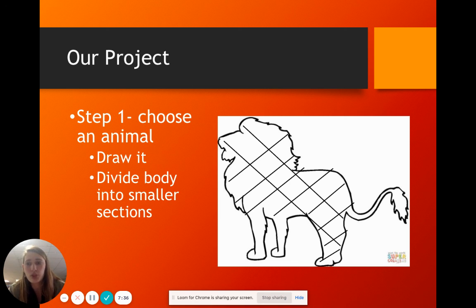So hang on to them. Don't lose them. Take a picture of this. Show me your animal that you've divided into spaces. And then come back next week and we will continue working in Latin American art.